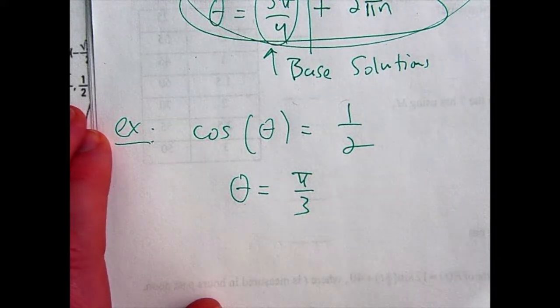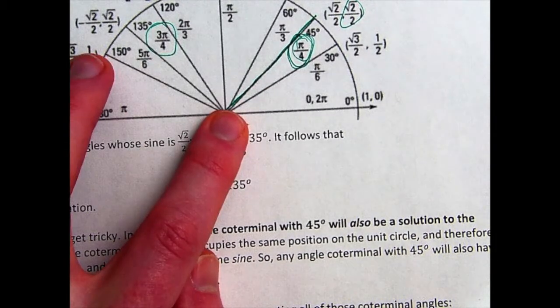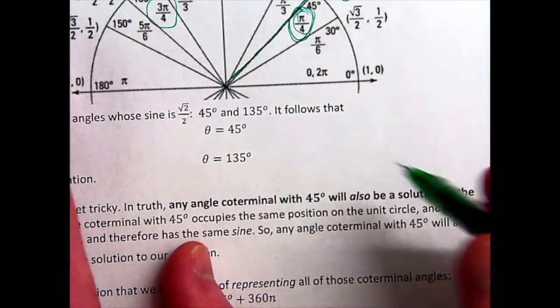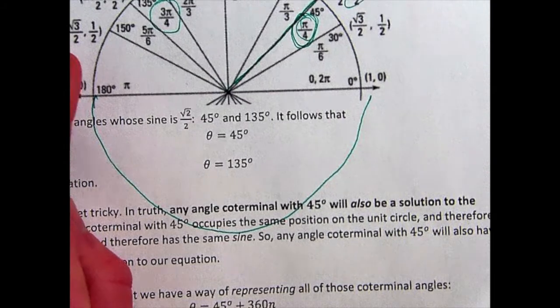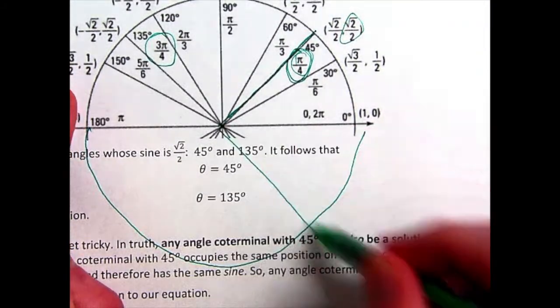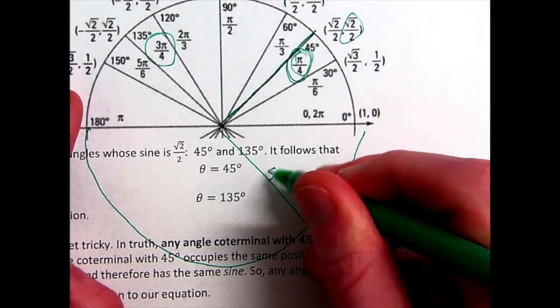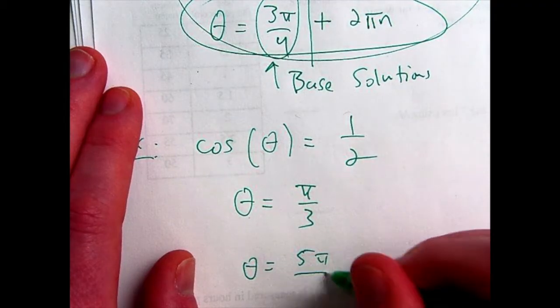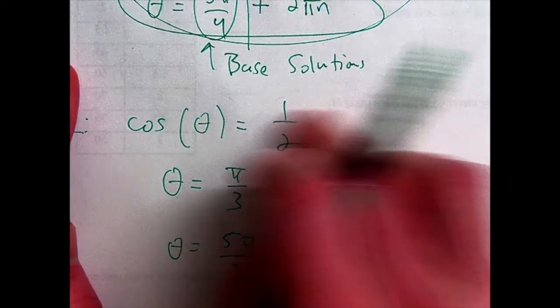Usually you need two base solutions, okay? There's another angle on the unit circle which also has a cosine of 1/2. It's not on this unit circle because it's only printed half of it. The other angle which has a cosine of 1/2 would be down here. That would be 5 pi over 3, right? 5 pi over 3 would also have a cosine of 1/2. Those are my two base solutions.